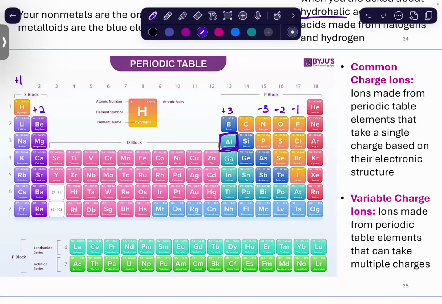Your variable charge ions, most of those are going to come from your transition metals. And that's going to change how you name your compounds. So for example, let's take iron. This is called variable charge because you can have iron with a +2 charge, iron with a +3 charge. That means these elements' ions can take on multiple charges, and it's going to be dependent on the chemical formula for you to calculate what that charge is.